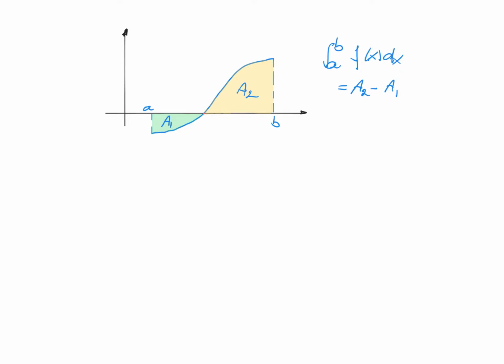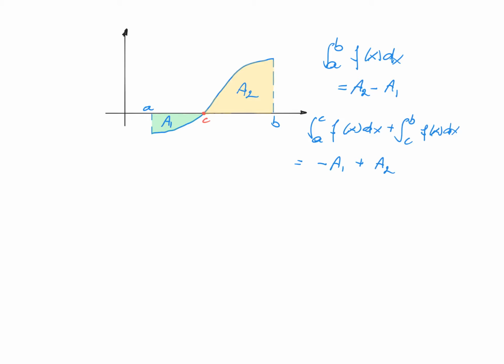Let's call this middle point C. We can then use the calculation rule. So the integral between a and b of f of x dx is the integral from a to c of f of x dx plus the integral from c to b of f of x dx. Then the first part, the integral is negative, the area A1 is positive, so this is minus A1 plus the area for the second part, which is positive, A2. So this integral is A2 minus A1.